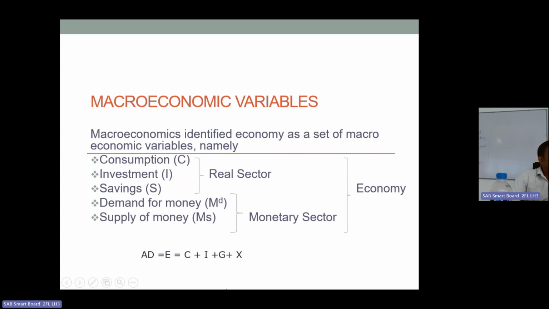Now our aggregate demand. According to this equilibrium, aggregate demand or aggregate expenditure in turn equals income. We can explain it as consumption, investment, government expenditure, and exports: C plus I plus G plus X. So that forms the aggregate demand.